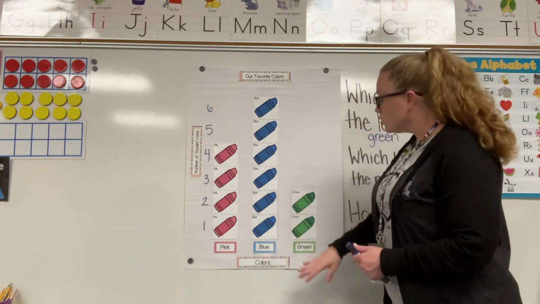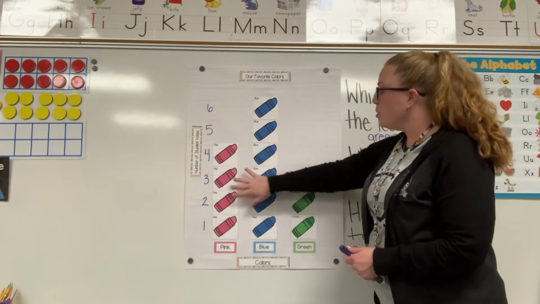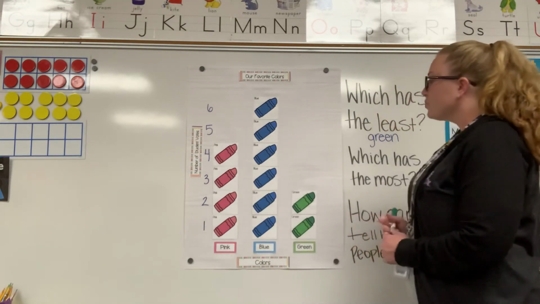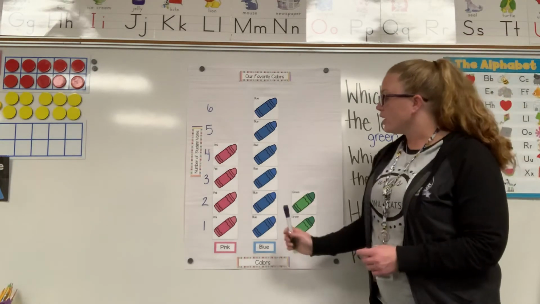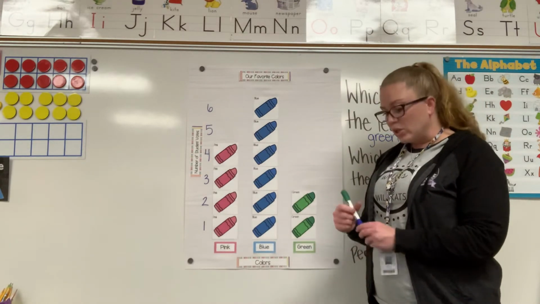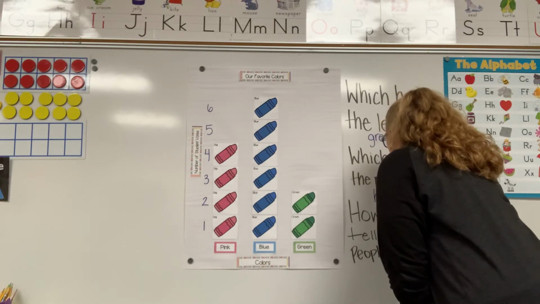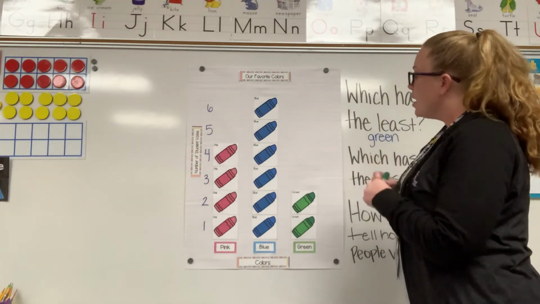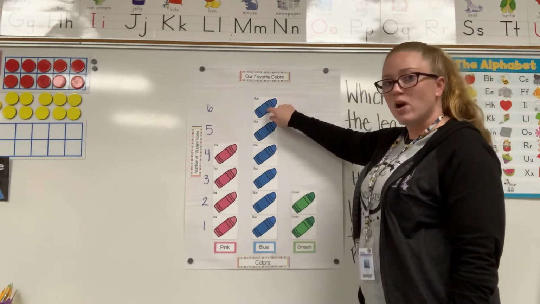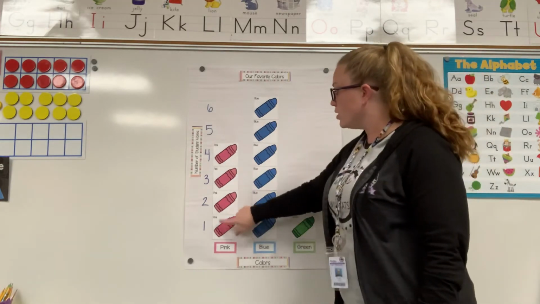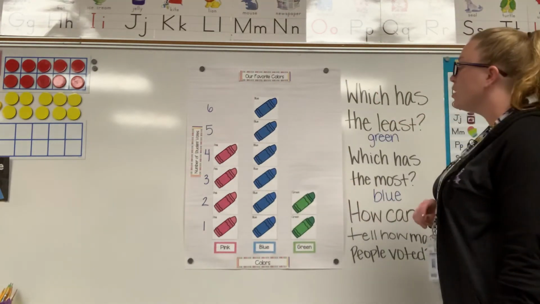So I can also just look at my graph and I can see that blue goes a lot higher than pink does. So when the question asks which color has the most, we can look at our graph and we can see that blue has the most. So I'm going to write that color down for our answer. Blue has the most. Blue has 1, 2, 3, 4, 5, 6, 6 votes. Pink only had 1, 2, 3, 4. So pink has 2 less than blue.